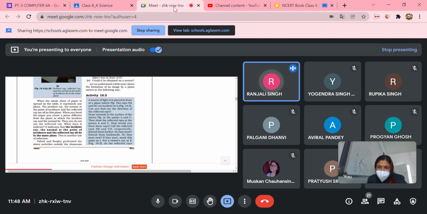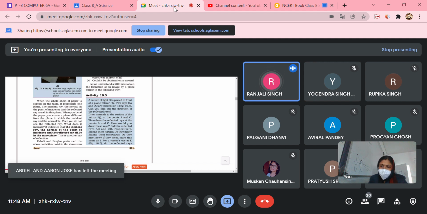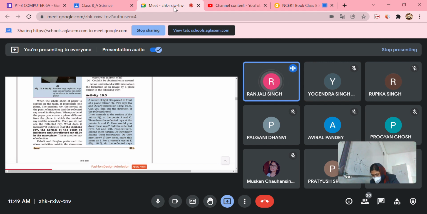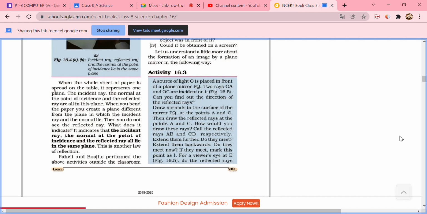Call the reflected rays AB and CD respectively. Extend them further. Do they meet? Extend them backwards. Do they meet now? If they meet, mark this point as I. Place a viewer's eye at E, figure 16.5. Do the reflected rays appear to come from the point I?